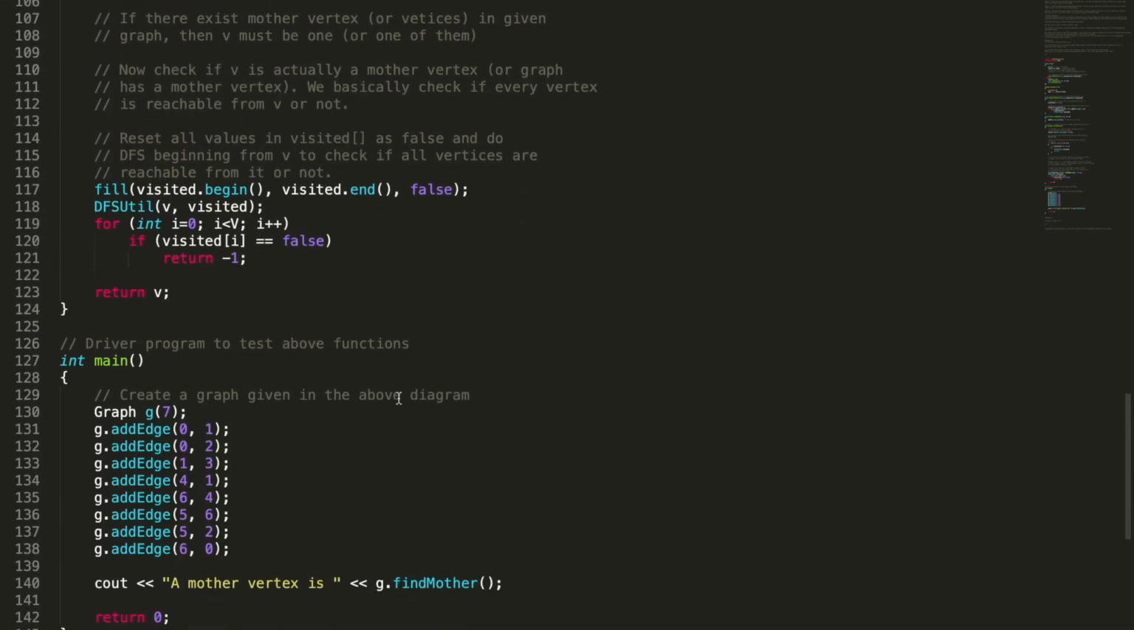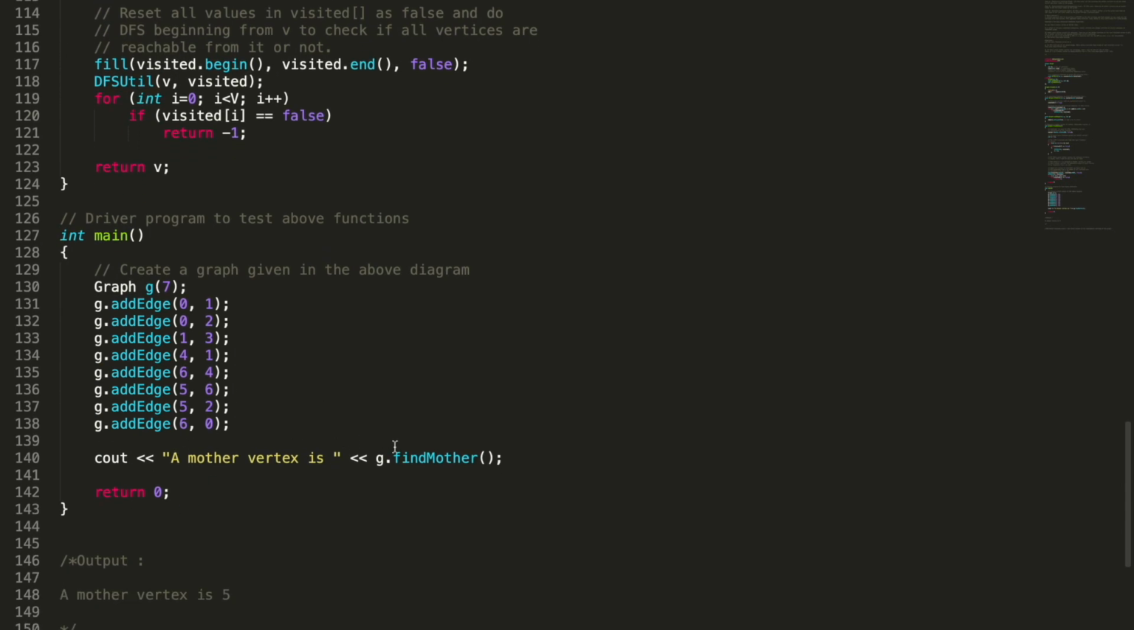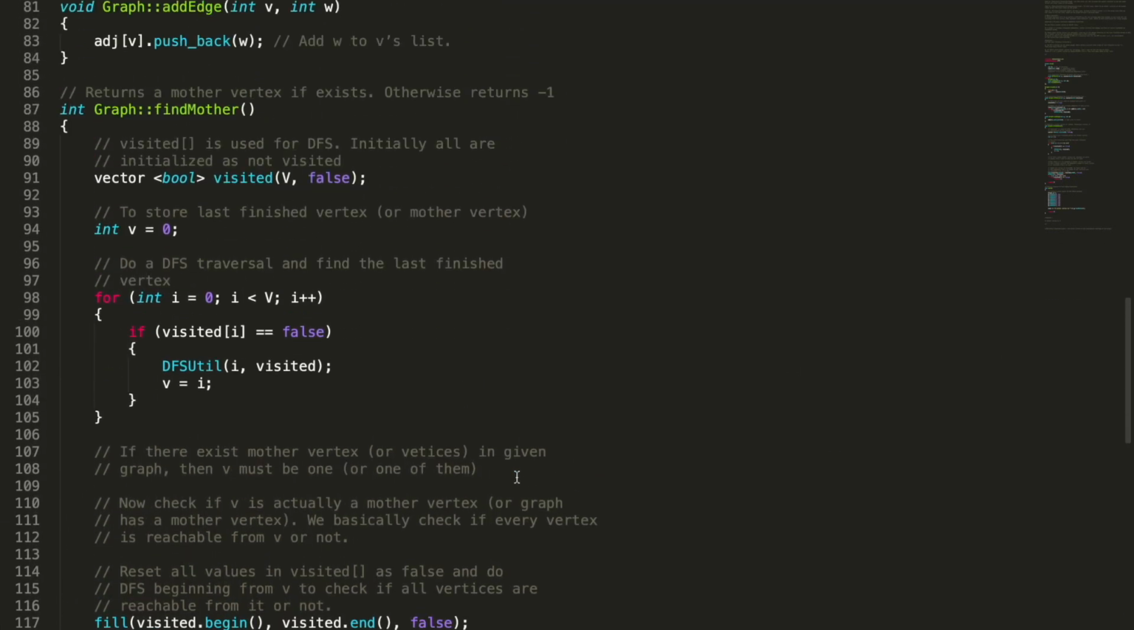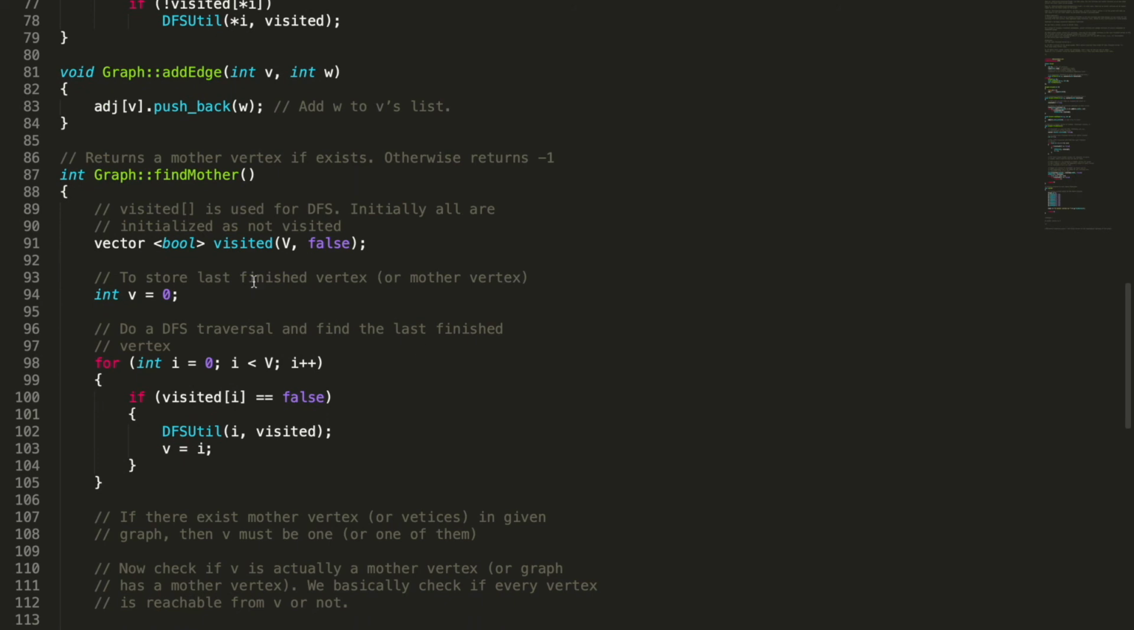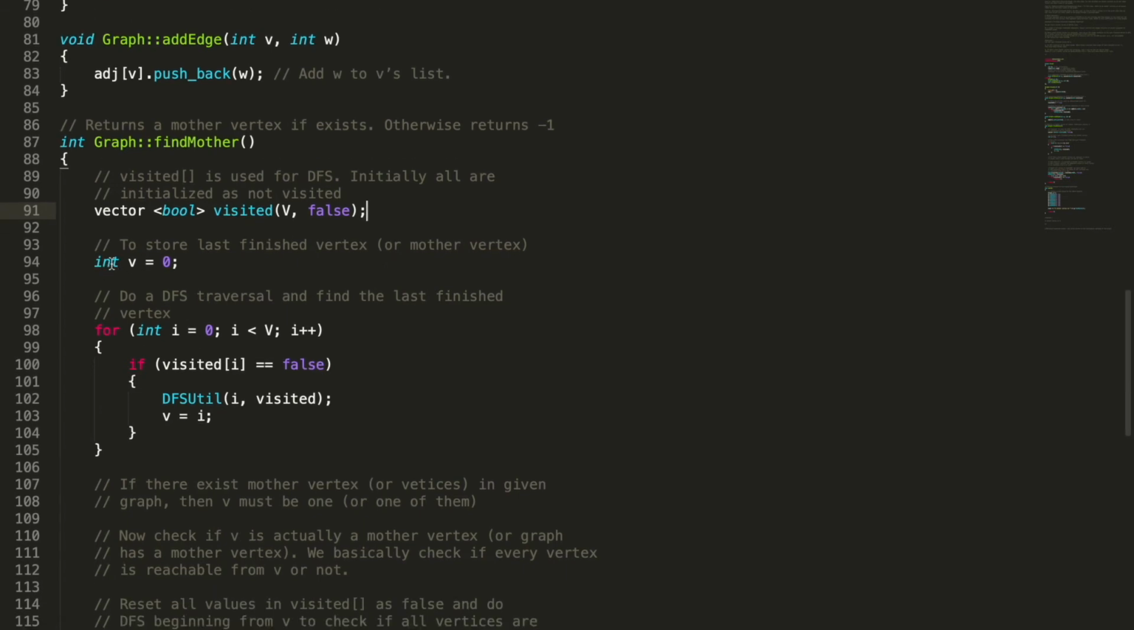Now after that we have called the find mother function using the object G. So what is our find mother function doing? The find mother function is going to keep track, first of all, of the visited or unvisited nature, right? So what we have done is that our visited bool vector is initially initialized to false, so all the vertices are initialized as false there.